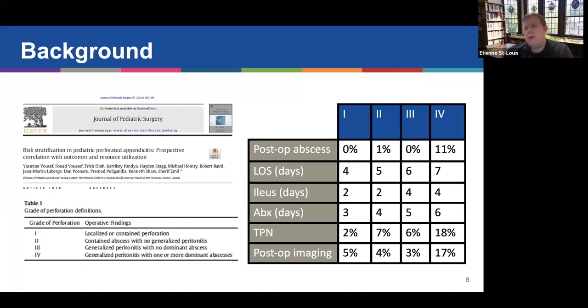And you see that as the grades increase, many relevant outcomes and health utilization outcomes, so post-op abscess, which is the most common complication after perforated appendicitis surgery, length of stay in days, occurrence of ileus in days, time requiring antibiotics in days, utilization of TPN, and utilization of post-op imaging were all significantly increased with increasing grade.